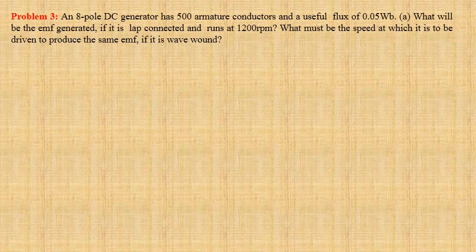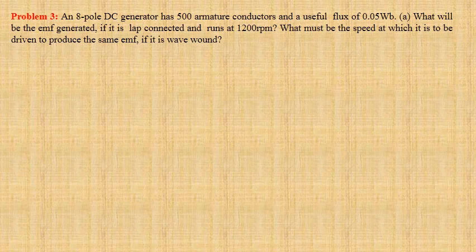Problem number 3. An 8-pole DC generator has 500 armature conductors and a useful flux of 0.05 Weber. We have to determine the EMF generated if the armature is lap connected and runs at 1200 RPM. We also have to determine the speed at which the armature is to be driven to produce the same amount of EMF if it is wave connected.